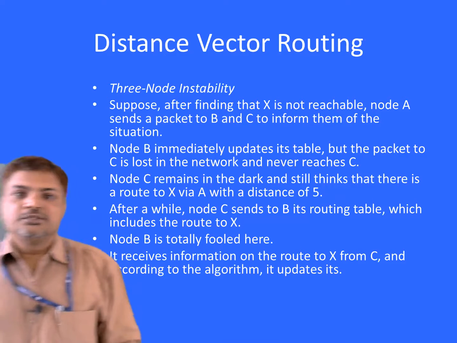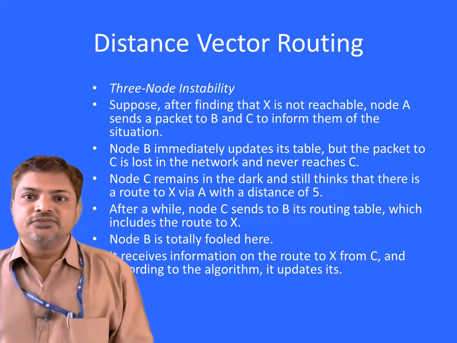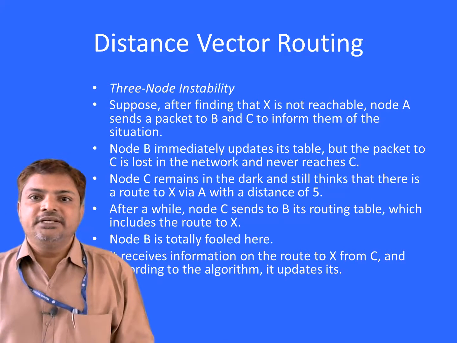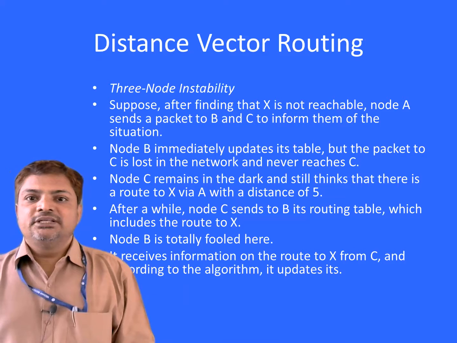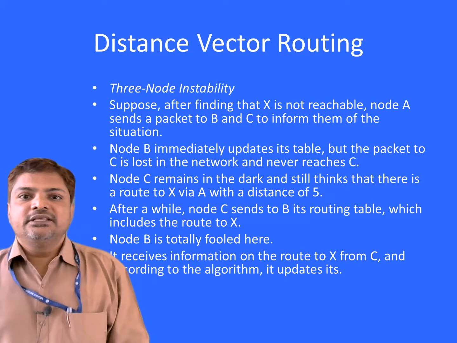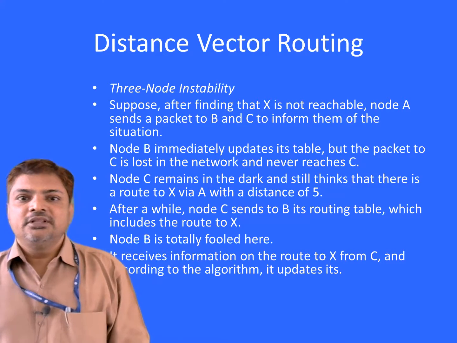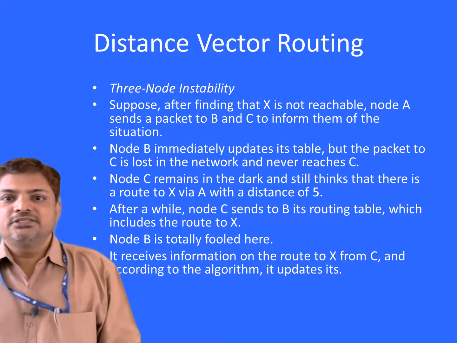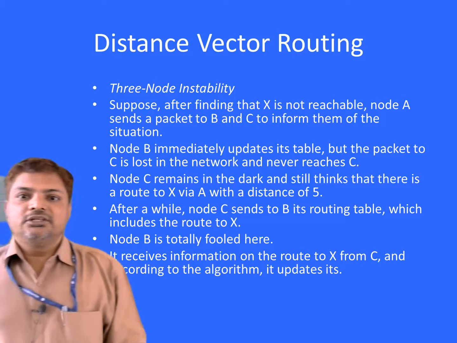Three-node instability. Suppose after finding that X is not reachable, node A sends a packet to B and C to inform them of the situation. Node B immediately updates the table, but the packet to node C is lost in the network and never reaches C. Node C remains in the dark and still thinks that there is a route to X via A with a distance of 5. After a while, node C sends to B its routing table, which includes the route to X. Node B is totally fooled here. It receives information on the route to X from C, and according to the algorithm, it updates it.